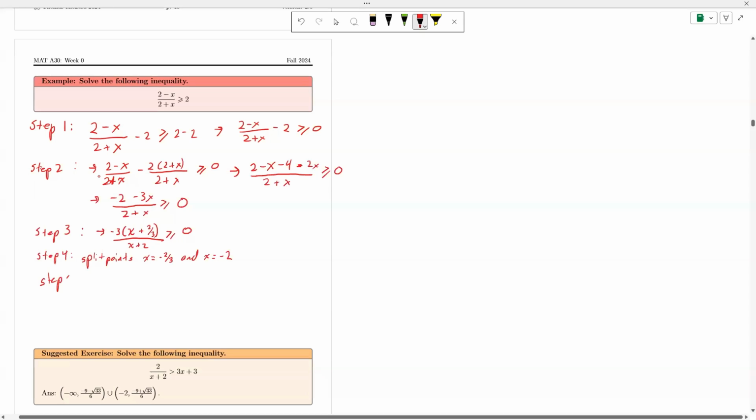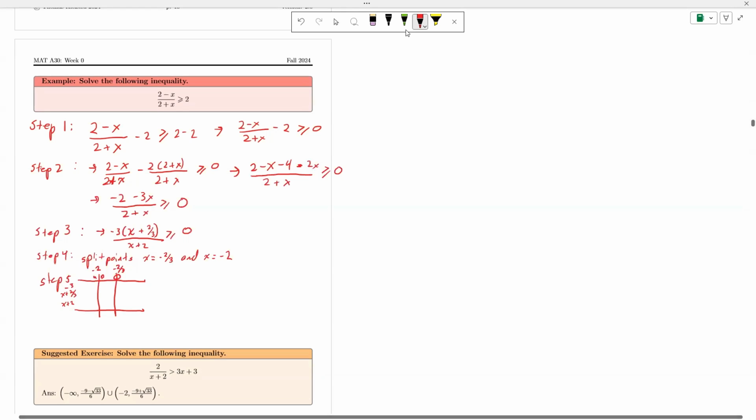In step 5, we're going to draw our sign chart. We have two split points, minus 2 over 3 and minus 2. Now, minus 2 is less than minus 2 over 3. So when writing these, we have to be careful. We don't just write them out. We write them out from smallest to largest. And now when I do this, the minus 2, this is on the denominator, so it's undefined here. Whereas at minus 2 over 3, it equals 0. Now I write my three factors, minus 3, x plus 2/3, and x plus 2.